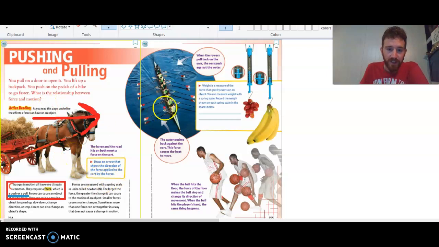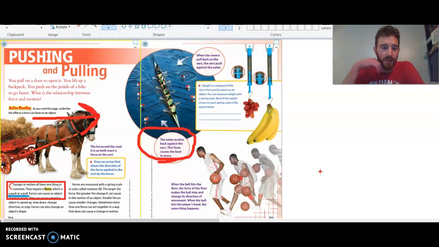We have a few other examples here. When the rowers pull back on the oars, they push against the water, and that makes the boat go. The water pushes back against the oars, and this force causes the boat to move. That's kind of the big one there, too. Other things, we'll look at a couple of examples having to do with basketball. When we bounce a basketball, it hits the floor, the force of the floor makes the ball stop, and it bounces back up. When you're dribbling a basketball, you push down on the ball, down, down, down, bounce, bounce, bounce. You're using force in your hand to push, and then it bounces back up.